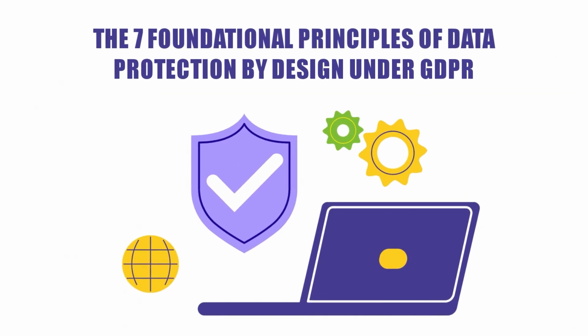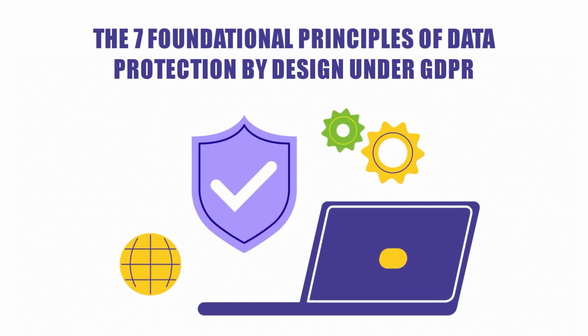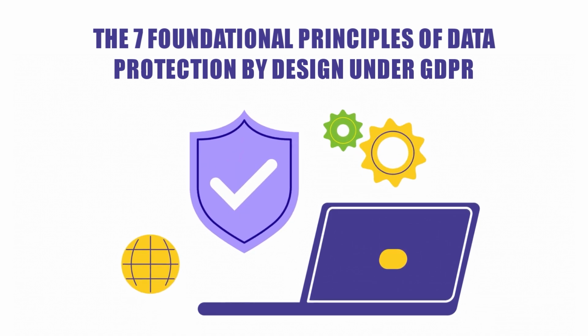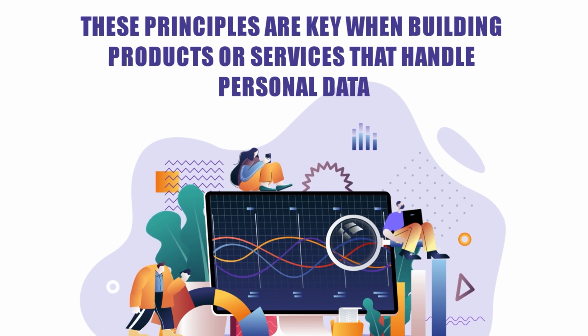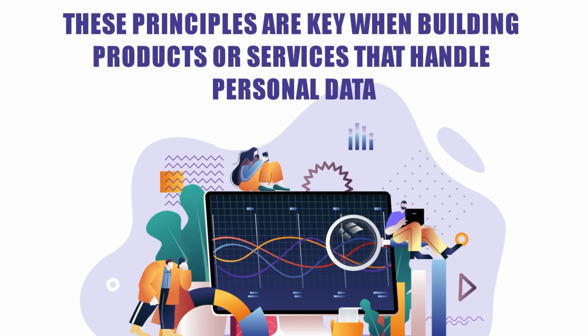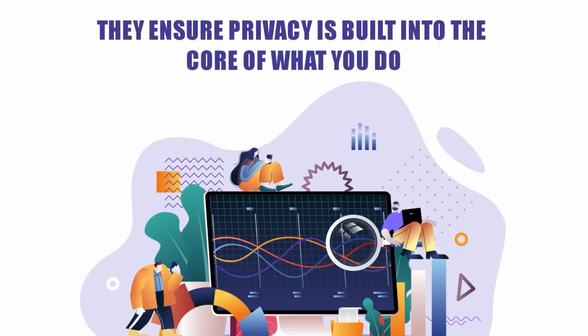Today we're going to talk about the 7 foundational principles of data protection by design under GDPR. These principles are key when building products or services that handle personal data, and they ensure privacy is built into the core of what you do. Let's go through them one by one.